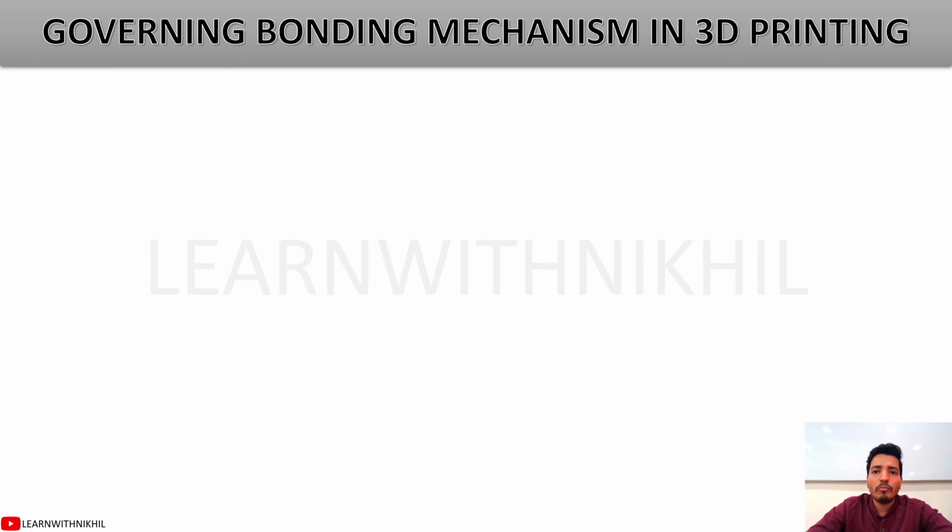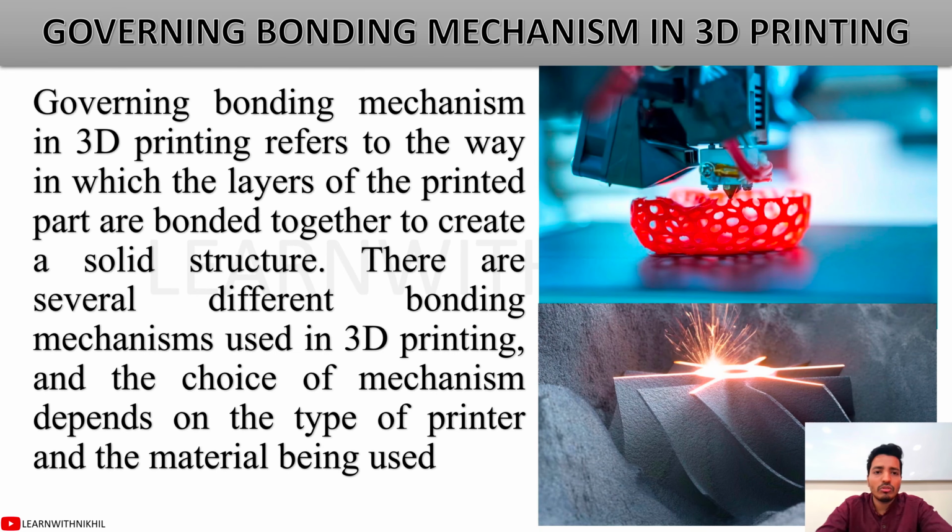Next is the bonding mechanism in 3D printing. Bonding mechanism is nothing but the different layers sticking to each other. It refers to the way in which the layers of the printed part are bonded together, each layer, to form a solid structure.